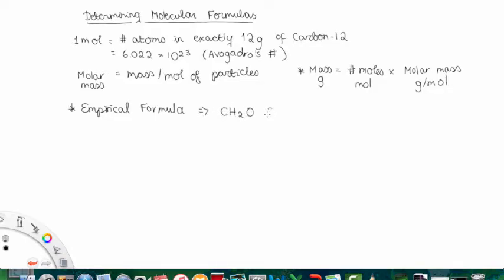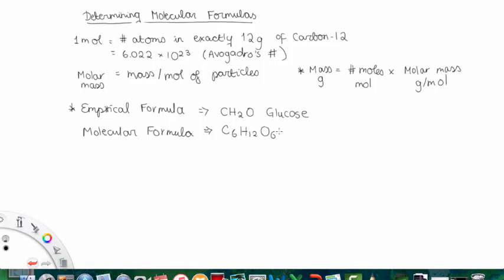CH2O for glucose. This just means that for every 1 carbon, there's going to be 2 hydrogens and 1 oxygen. It just shows you the relative numbers. But when we talk about the molecular formula, now glucose is written as C6H12O6. It's still the same molecule, but now it shows the actual number of the atoms. So now instead of the 1 to 2 to 1 ratio, we have 6 carbons, 12 hydrogens, and 6 oxygens.